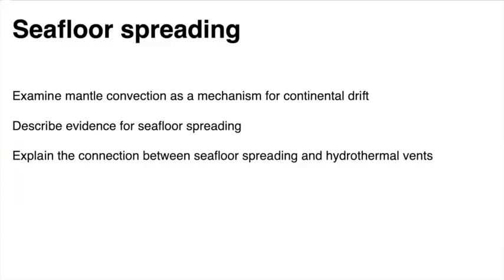In this video, we introduced this idea of mantle convection and how it can potentially lead to continental drift. We also described lots of evidence showing how this mantle convection leads to the spreading of the seafloor, which is the creation of new oceanic crust at mid-ocean ridges. And this pushes the older oceanic crust away from the mid-ocean ridges in both directions.